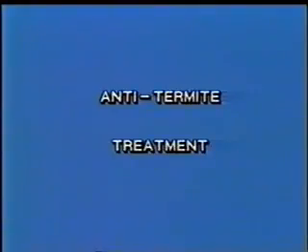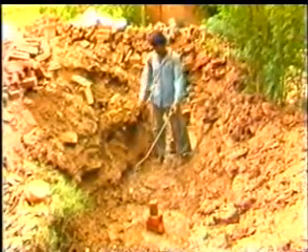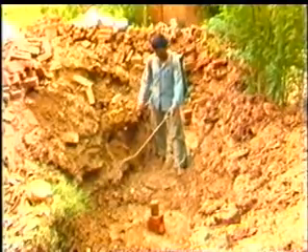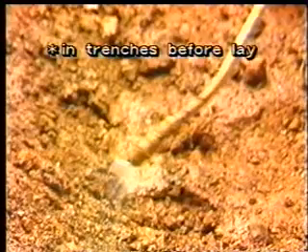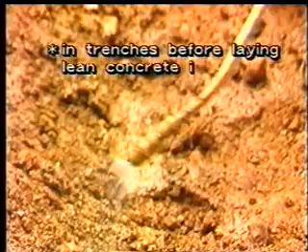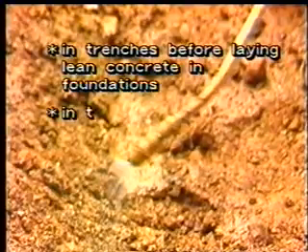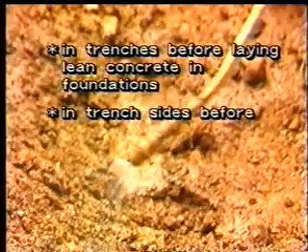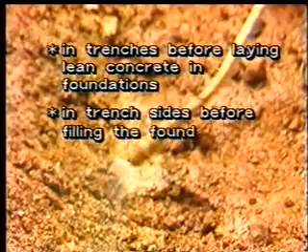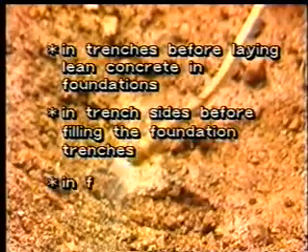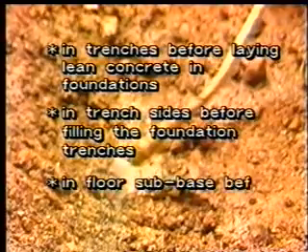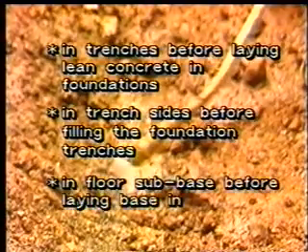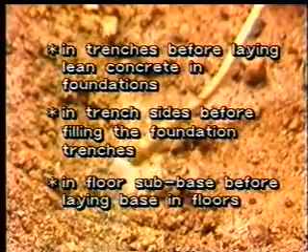Anti-termite treatment. To save wooden joinery from termite attack, anti-termite treatment is carried out in 3 stages. In trenches, before laying lean concrete in foundations, in trench sides before filling the foundation trenches, in floor sub-base before laying base concrete in floors.